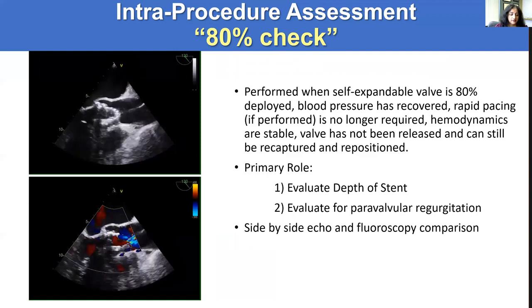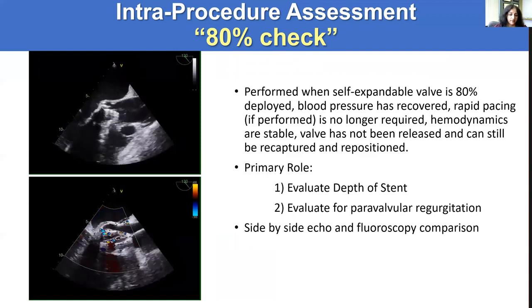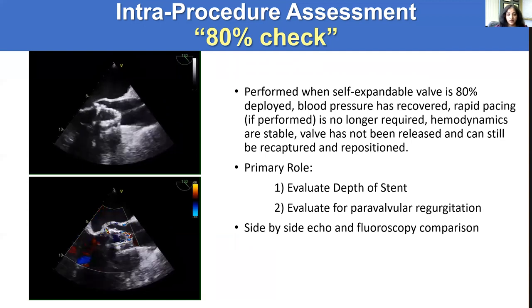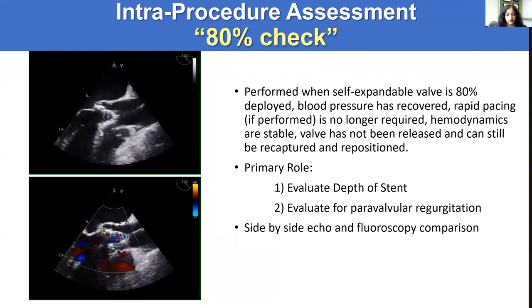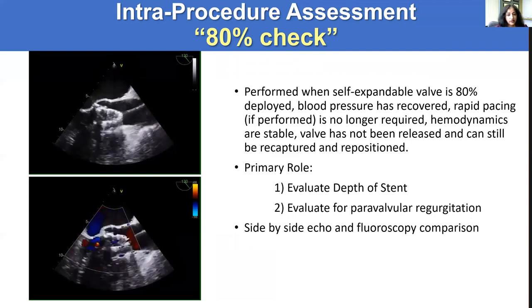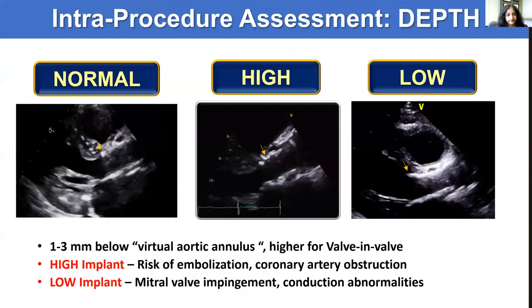And so as an echocardiographer, one can evaluate the depth of the stent and, with color Doppler, the presence of paravalvular regurgitation. We use both echo and fluoroscopy to determine if this valve needs to be repositioned or recaptured and then deployed again. And what do we mean by depth of the stent?